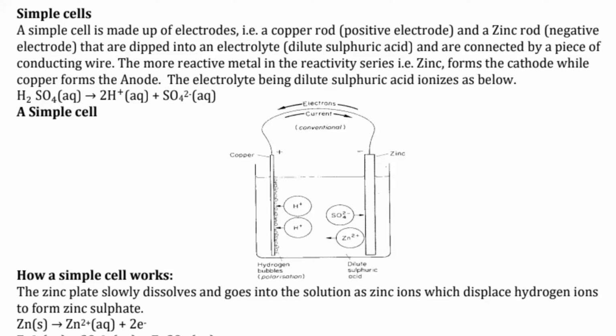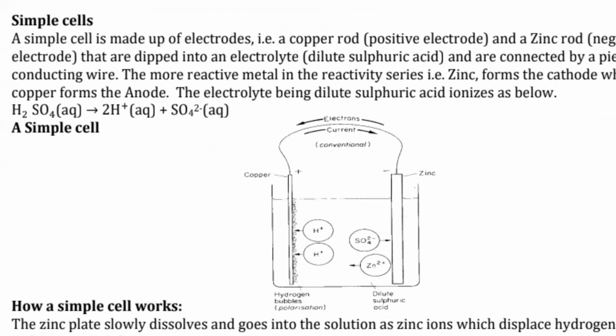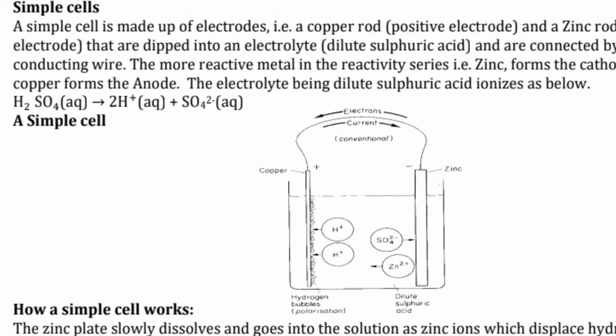So they are telling us those ones which are more reactive in the reactivity series will form the negative terminal or the negative electrode, whereas those ones which are less reactive in the reactivity series. So you have to visit your chemistry and check the reactivity series of metals. Which one is more reactive? Which one is not? And then you will know which one will form the anode, which one will form the cathode.